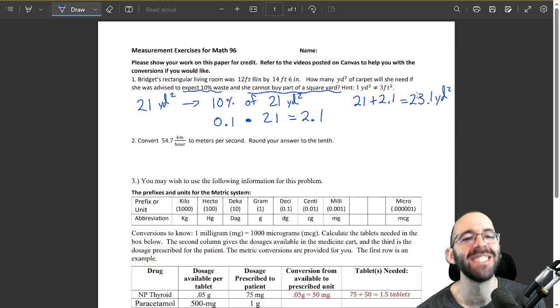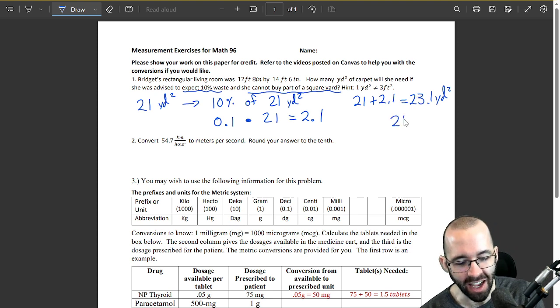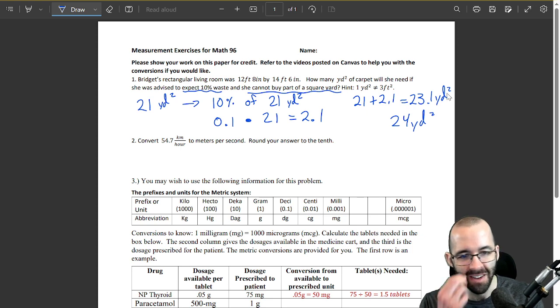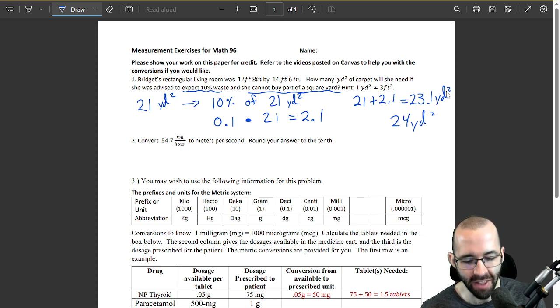But what the problem wants you to do is say, okay, well, if I can't get part, I'm going to have to get the whole. You're going to have to round up. Okay, so watch out for that on these ones.